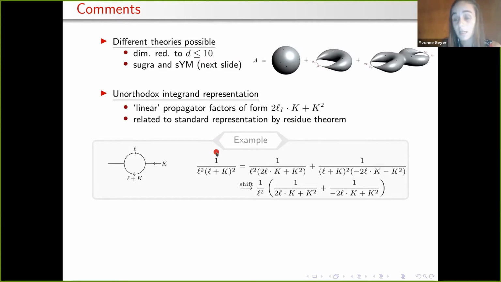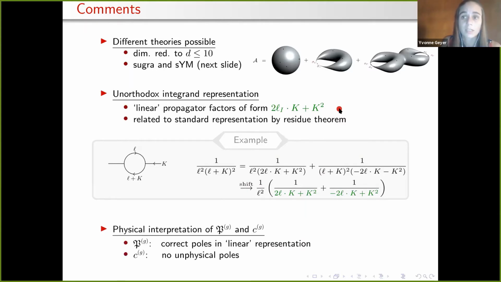And instead of spelling this out in detail, let me just sketch for you what this looks like in a particularly simple example of a massive bubble here, where I've started out with the standard representation and then just used a partial fraction identity, which is the simplest incarnation of this residue theorem. And then the type of representation that we're actually going to land on is obtained by shifting the loop momentum in each of these terms such that there's an overall factor of 1 over L square. And you can see that we find precisely these type of linear propagator factors that I wrote up there.